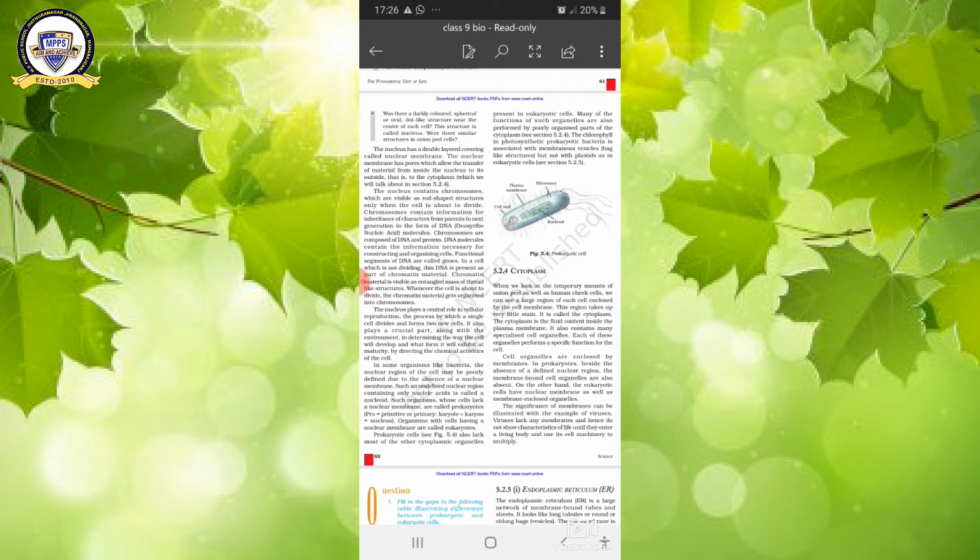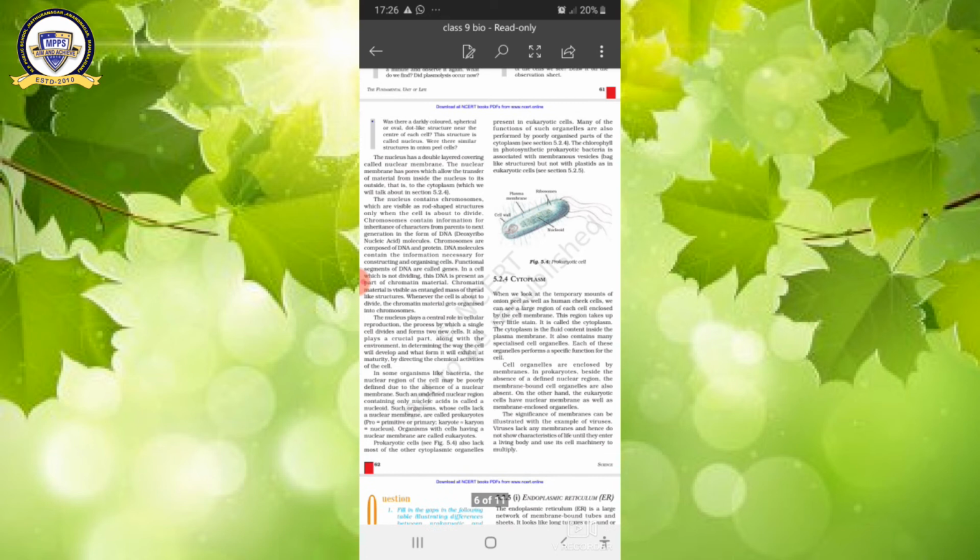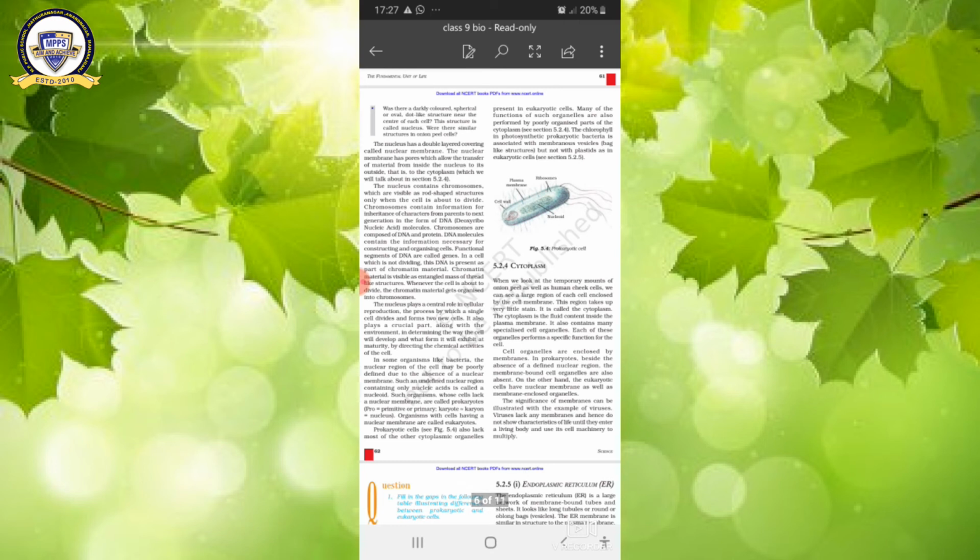In some organisms like bacteria, the nuclear region of the cell may be poorly defined due to the absence of a nuclear membrane. Such an undefined nuclear region containing only nucleic acid is called a nucleoid. Such organisms whose cells lack a nuclear membrane are called prokaryotes. Pro means primitive or primary, and karyotes means karyon or nucleus. Organisms with cells having a nuclear membrane are called eukaryotes.